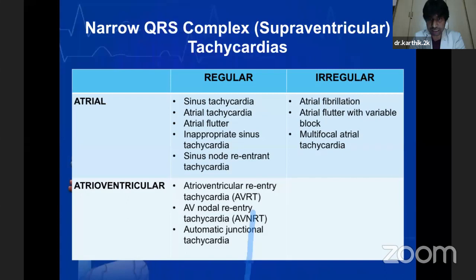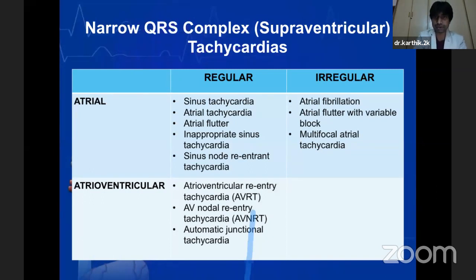So now let us understand some of the differences between the narrow QRS complex tachycardias. Narrow QRS complex tachycardia itself means that the tachycardia is originating above the level of the ventricles. So when it is originating above the level of ventricles, we need to know whether it is at the atrial level or is it at the atrioventricular nodal level.